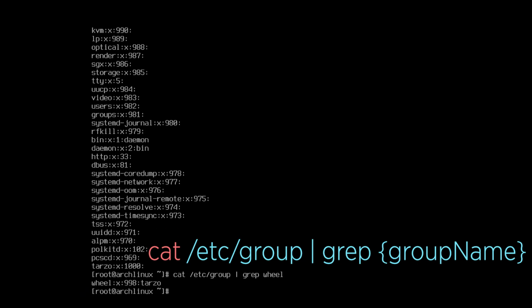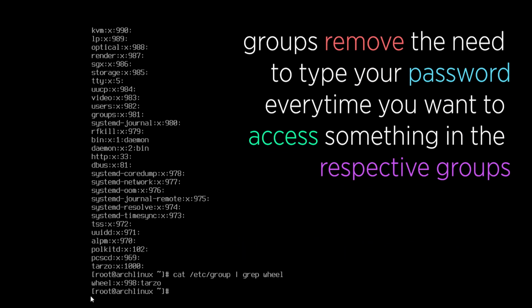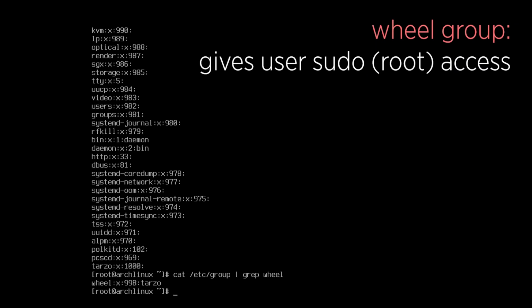It says wheel, and then at the last part is our user. So that means we are a part of the wheel group. And this wheel group is for sudo access. Users in wheel can run commands as root using sudo.